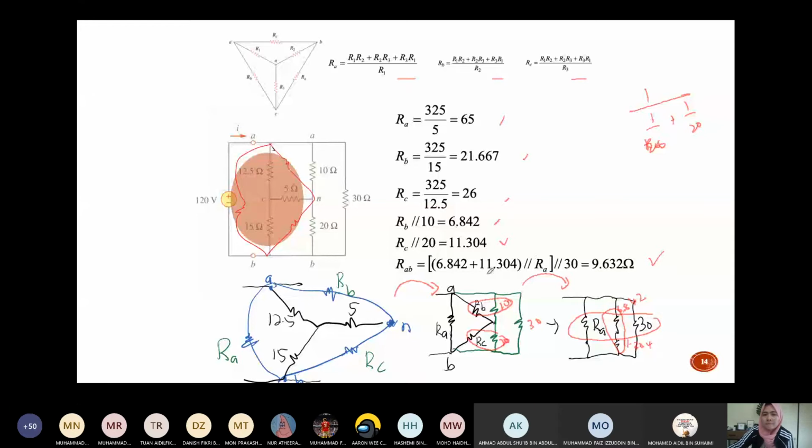This one is in series, that's why 6.842 plus 11.304. So this series resistor is in parallel with RA, which is 30. So it equals 9.632 ohm. This symbol actually means parallel. So if you have RB parallel with 10, this is written as RB parallel 10. Any questions for this example 3?